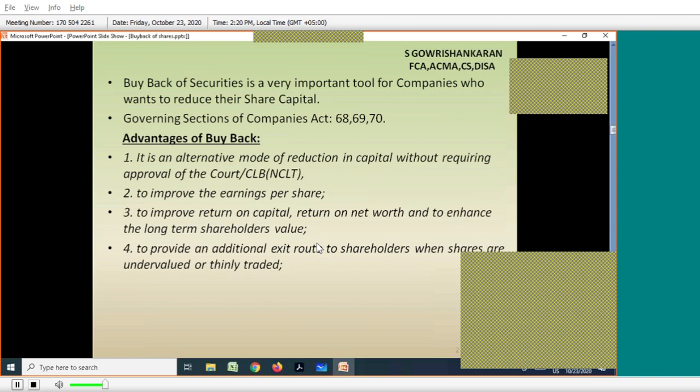That time what will happen? The company itself will purchase. That is buyback. Because they have excess cash, they are purchasing. Why are they purchasing? In the market, nobody is interested to purchase. So we ourselves will purchase from you for the best amount. We'll give you more, more than the market price.